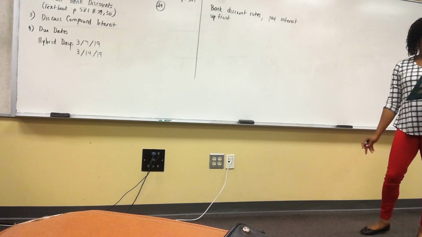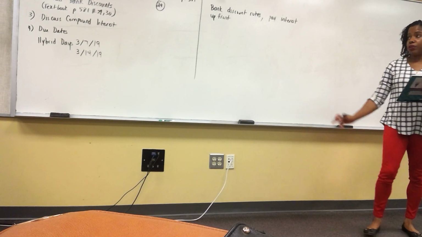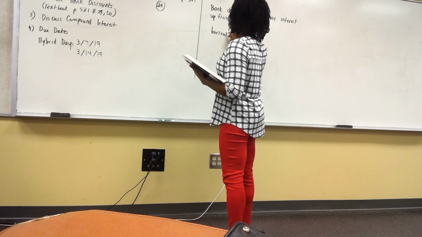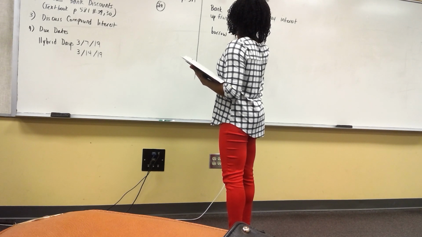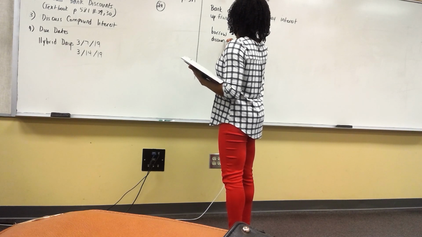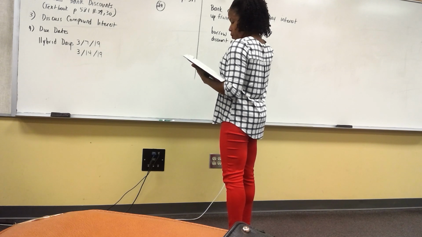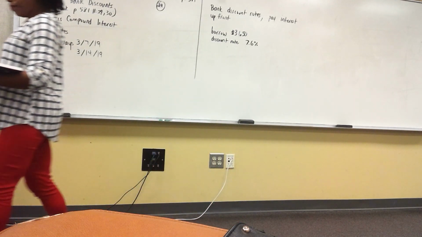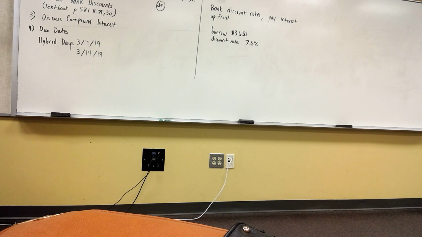Well, it is based on the percent that she was borrowing, so the percent of the discount note. So she wanted to borrow $3,650, and the discount note was for 7.6%. So how do we find 7.6% of $3,650? That would be our approach to answering this question.